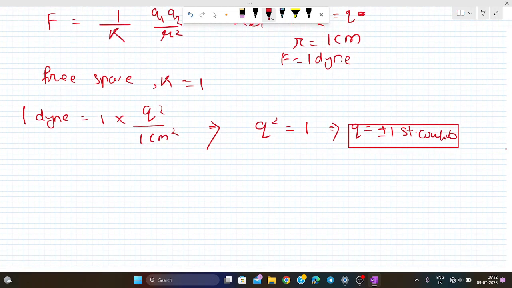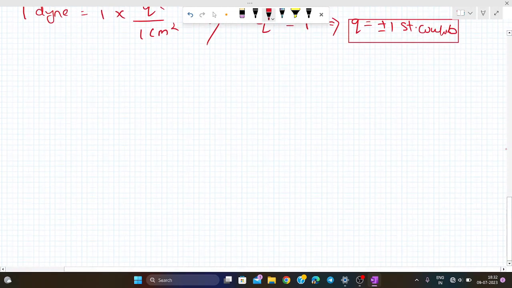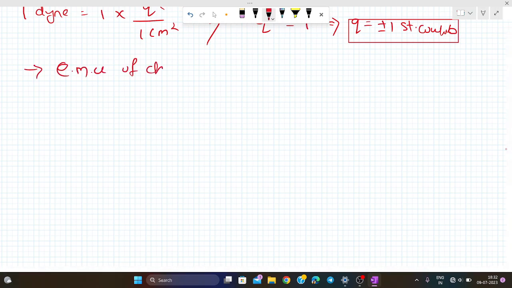So another CGS unit, in CGS system there is another unit that is abcoulomb, that is EMU of charge. We named statcoulomb as ESU of charge and we named this as EMU of charge, that is abcoulomb.